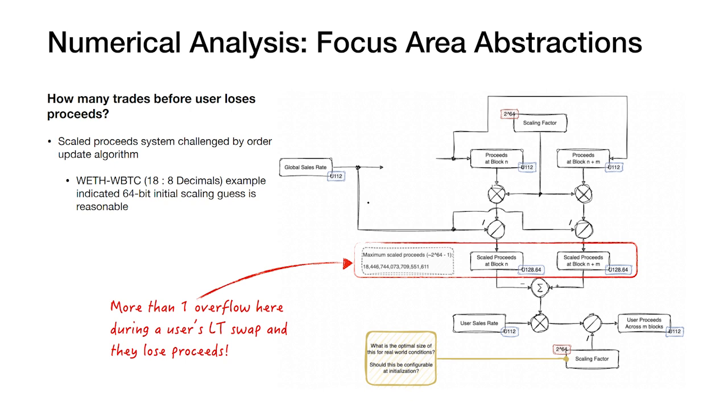So the real problem that we were trying to figure out is how many trades a person can perform in this system before a user loses proceeds. A user loses proceeds if these scaled proceeds overflow, because the difference between those proceeds determines how much the user gets, their share. So if it overflows twice in that period, the user misses an entire segment of proceeds. So you can't have this thing overflow.